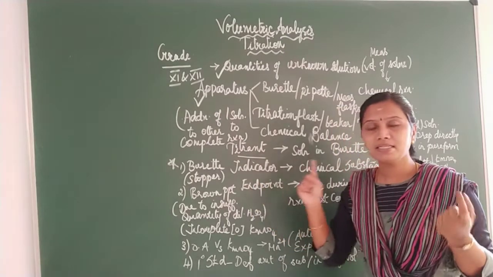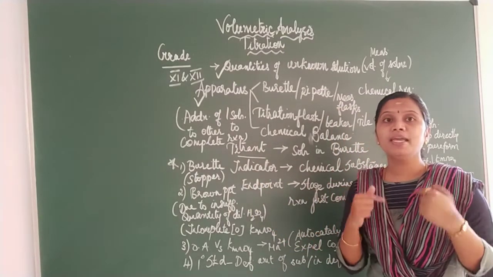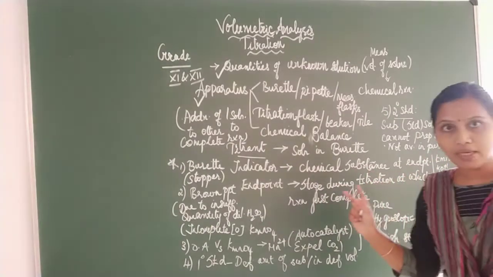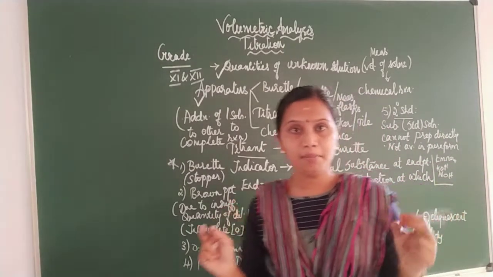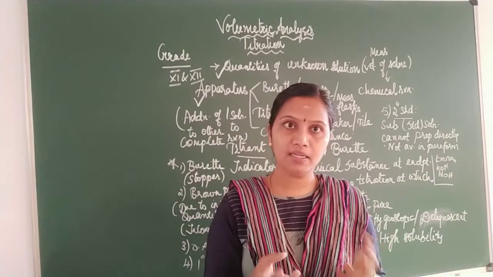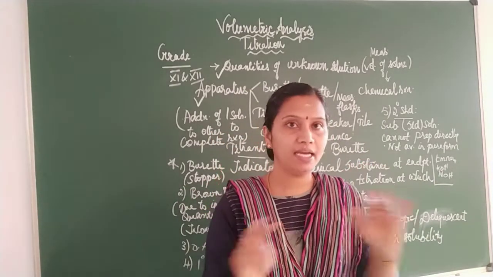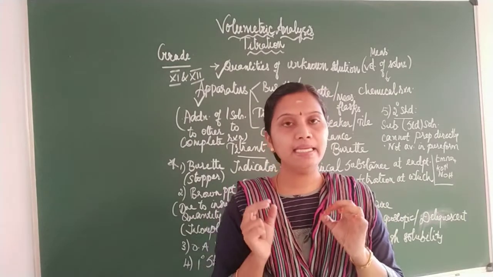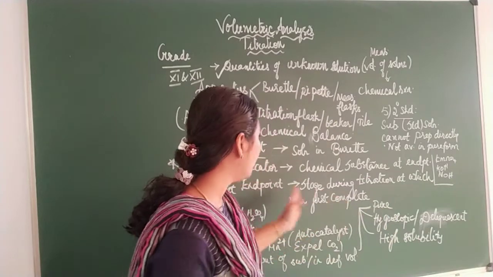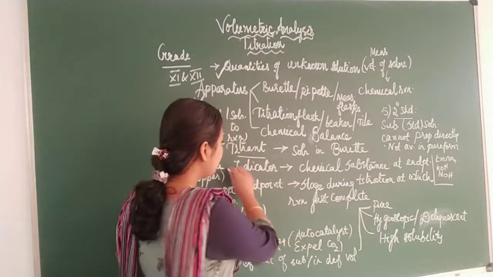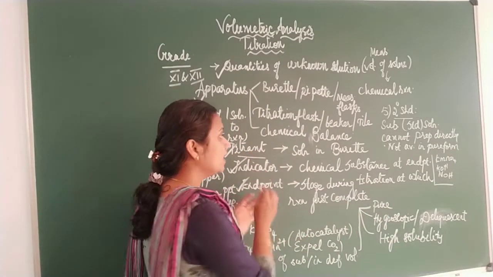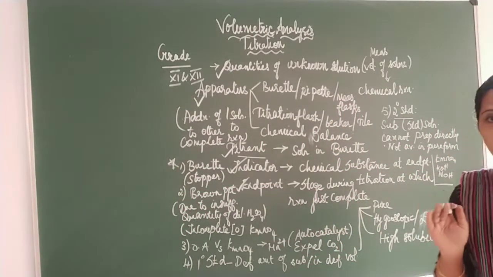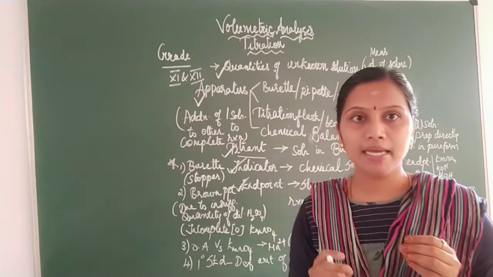So an indicator is a chemical substance which changes color once the chemical reaction is complete. Once the chemical reaction is complete, my indicator will change its color. With that I'll stop my reaction, because my reaction is over. So the indicator is clear. So what is end point? End point is a stage of titration at which the reaction has just completed.